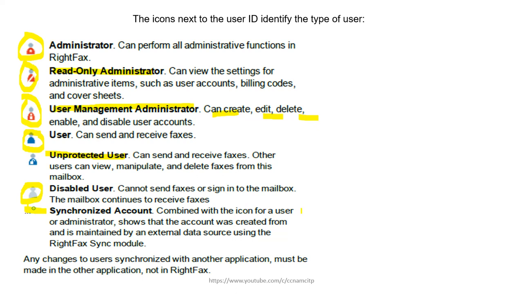Combined with the icon for a user or administrator, it shows that the account was created from and is maintained by an external database source using the RightFax sync module. So we have one RightFax sync module. If we have any other users in Active Directory, we can sync those users. Any change to a user synchronized with another application must be made in the other application, not in RightFax. So for example, if I'm using any other third application where users are created, and I want to change any property, I should change it there only, not on RightFax. You should take care of this one.